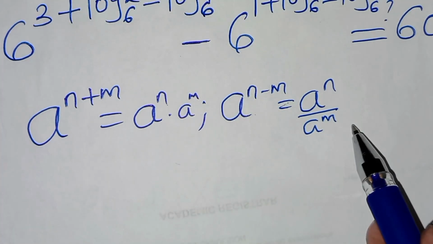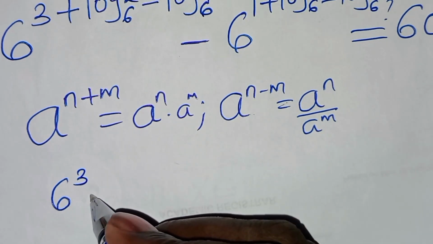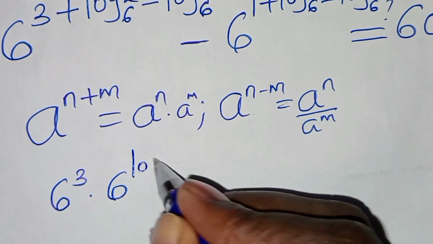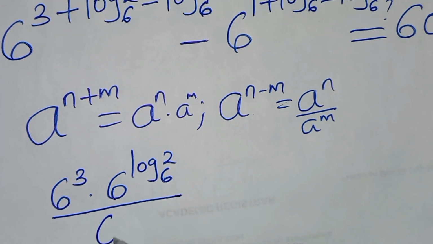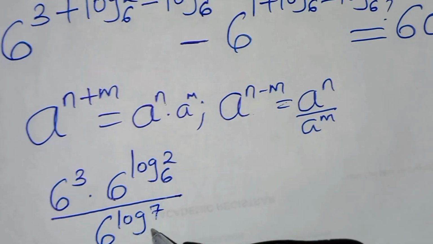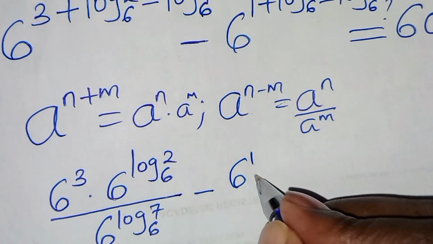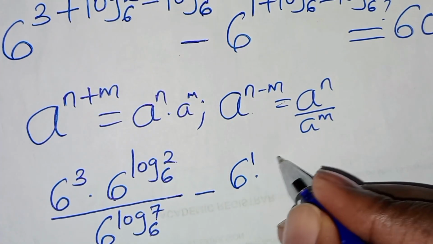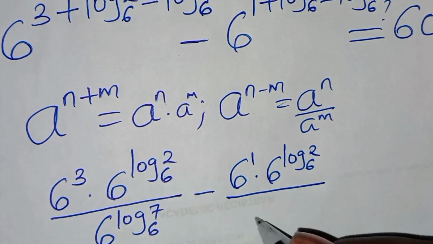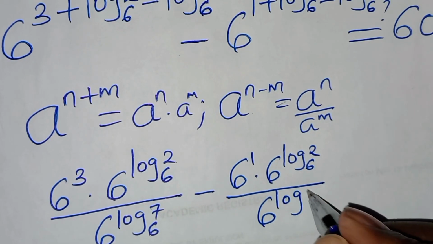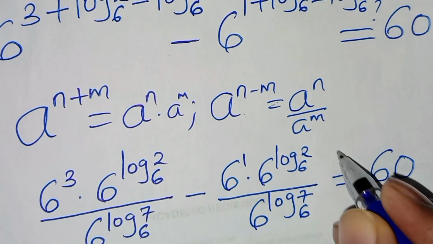Applying this exponent property, then we'll have 6 to power 3 times 6 to power log 2 to base 6 divided by 6 to power log 7 to base 6. Subtract, here we have 6 to power 1 times, now we'll have here 6 to power log 2 to base 6 divided by 6 to power log 7 to base 6. This should give us a value of 60.